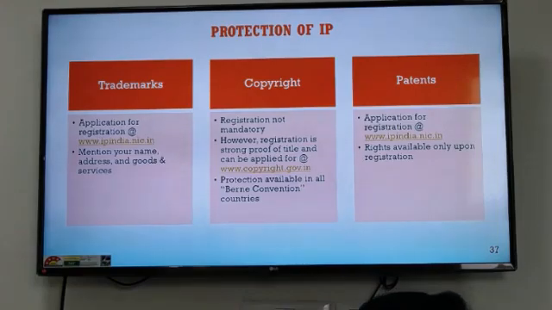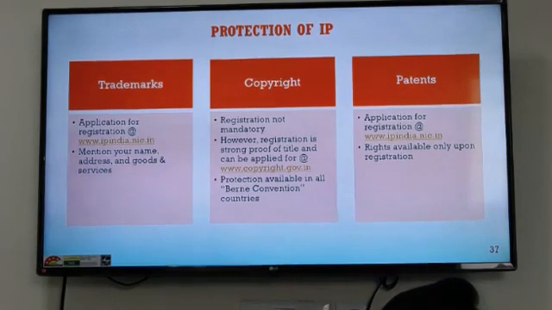As far as copyrights are concerned, you will remember I told you that registration is not necessary, but it is a good proof of title. Because how is anyone going to know that you clicked that photograph of the Taj Mahal? If you've got a copyright registration for it, that's the best way that you can assert that you are the owner of that photograph.